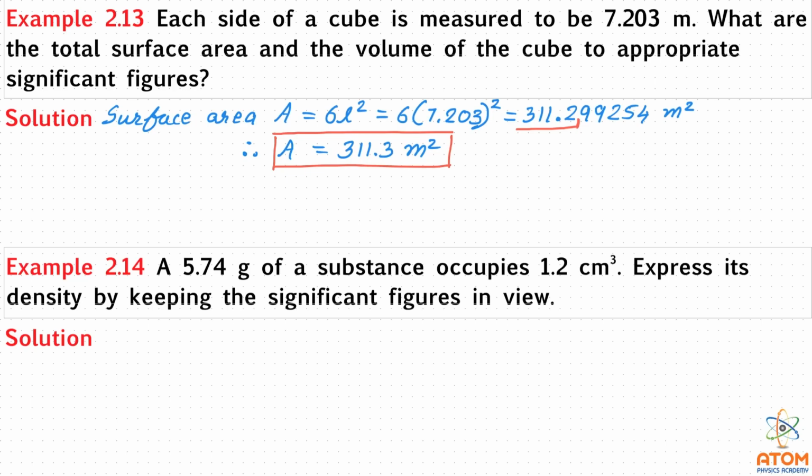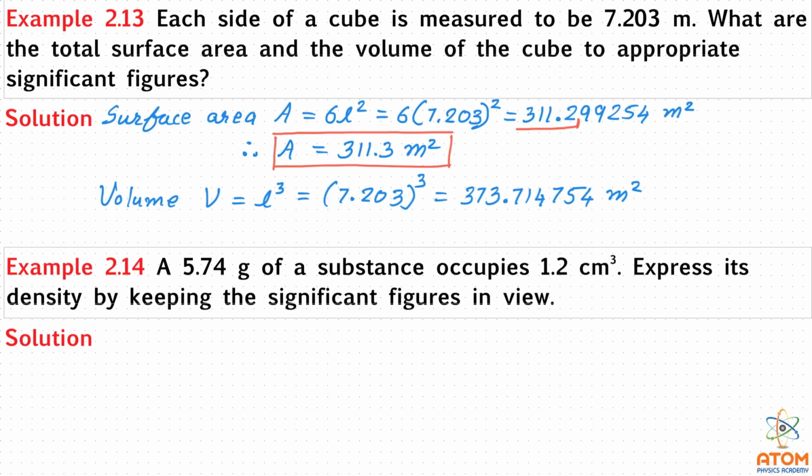Now let us find out volume. The volume of a cube is V equal to L cube, and so it will be 7.203 all cube, and that will give us 373.714 meter cube.